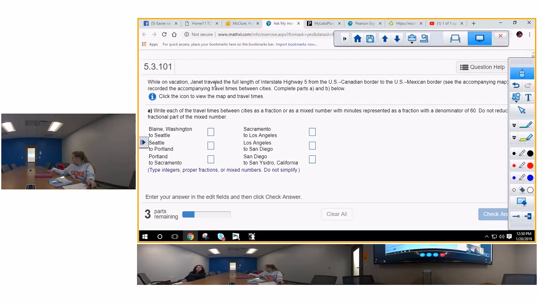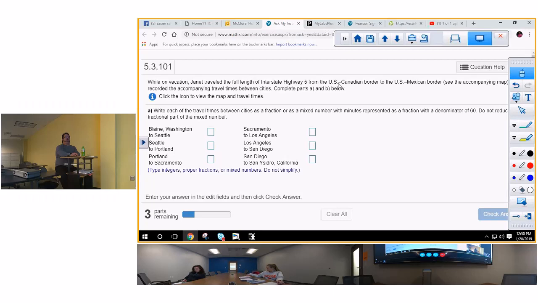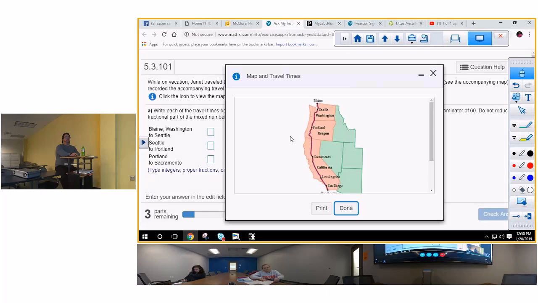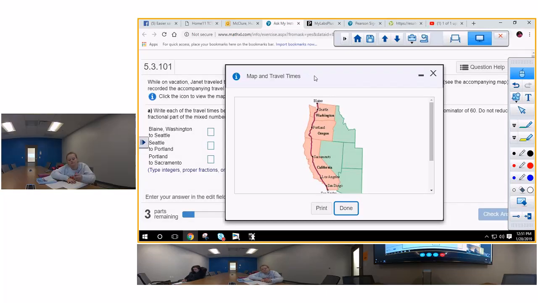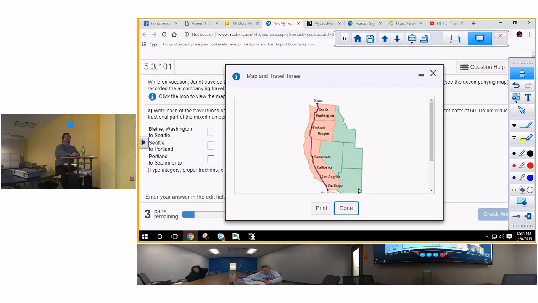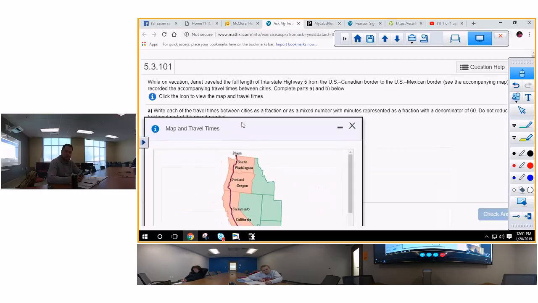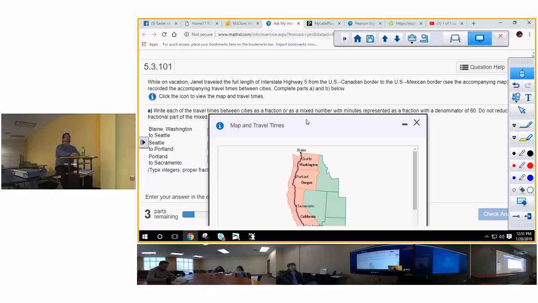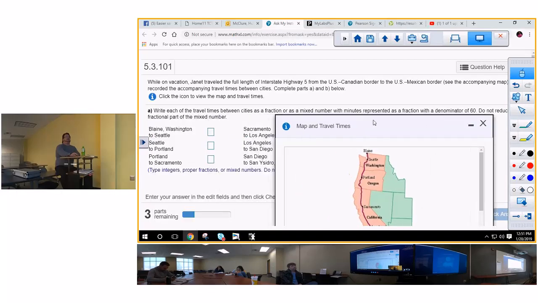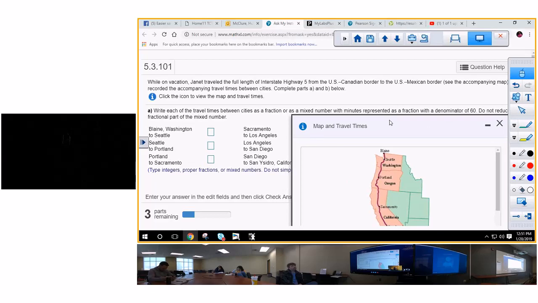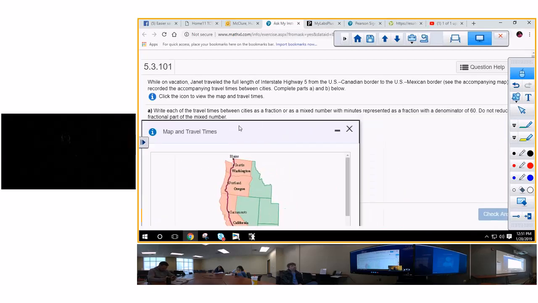Janet traveled the full length of Highway 5 from the U.S.-Canada border to the U.S.-Mexican border. See the accompanying map. Recorded are the accompanying travel times. Okay, so she traveled from here to here. Everybody got that? Write each of the travel times between cities as a fraction or a mixed number with minutes represented as a fraction with a denominator of 60. Do not reduce the fraction bar.